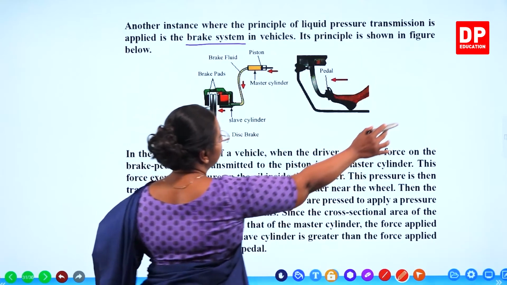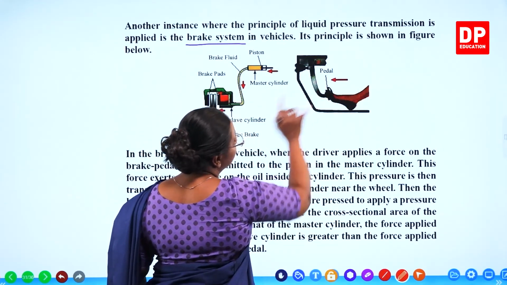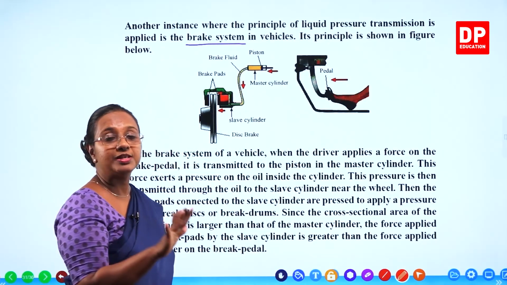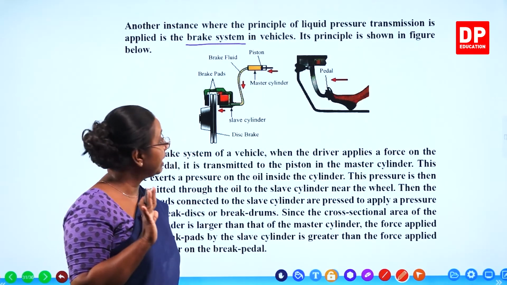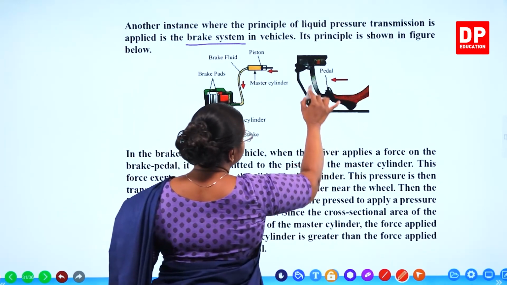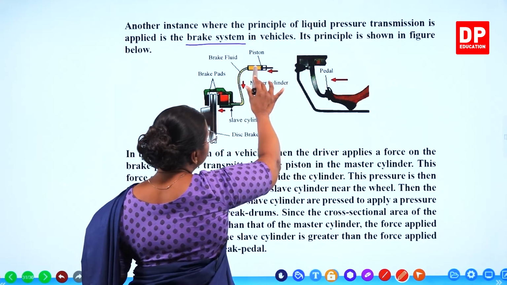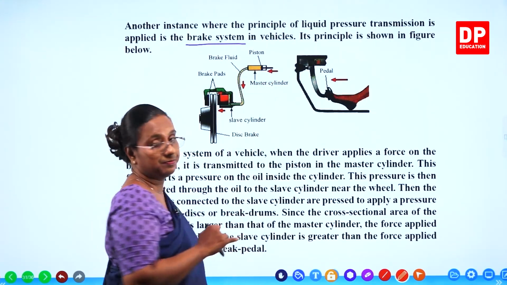Now here you have the driver inside the vehicle. You have the brake pedal. So when you want to stop the vehicle, you press on the brake pedal. So there you apply a force on the brake pedal. That is connected to this part. From there, that particular force is transmitted to a piston here.